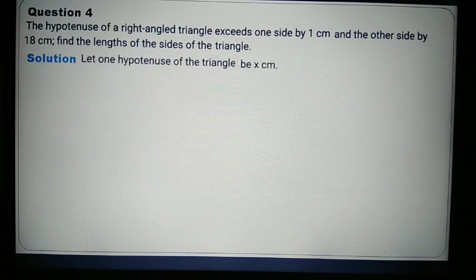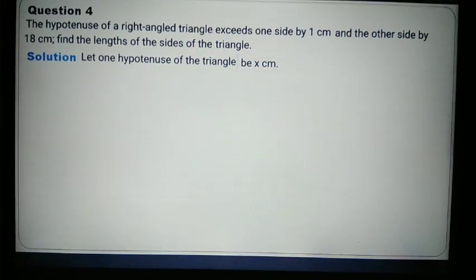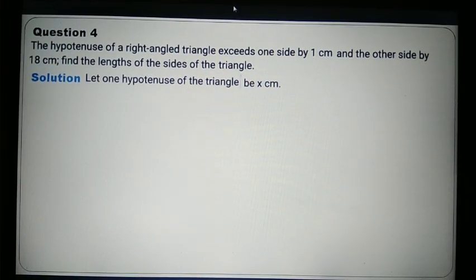Here there's a right angle triangle, and you know that the hypotenuse will be the longest side, yes or no? Since my hypotenuse is the longest side, the remaining two sides will be shorter than the hypotenuse. According to the question, one is 1 centimeter less than the hypotenuse and the other one is 18 centimeter less than the hypotenuse. So if I take my hypotenuse to be x, then one side has to be x minus 1 and another will be x minus 18 centimeter. Is that clear? So let the hypotenuse of the triangle be x centimeter.